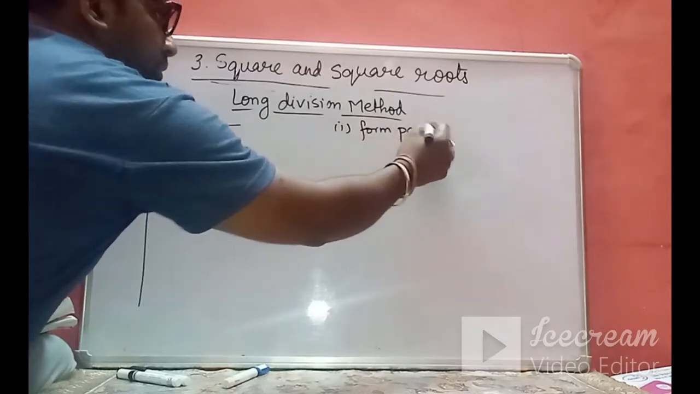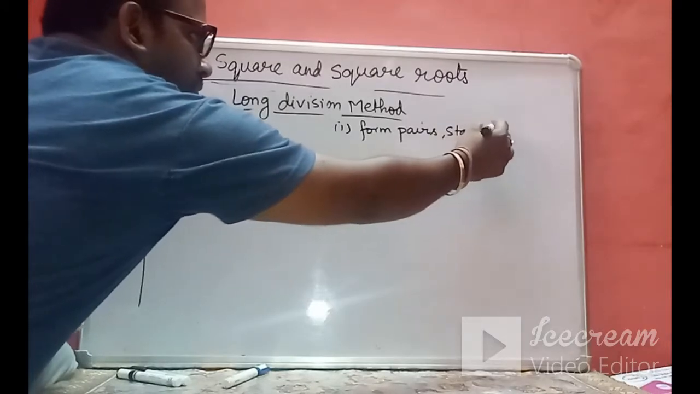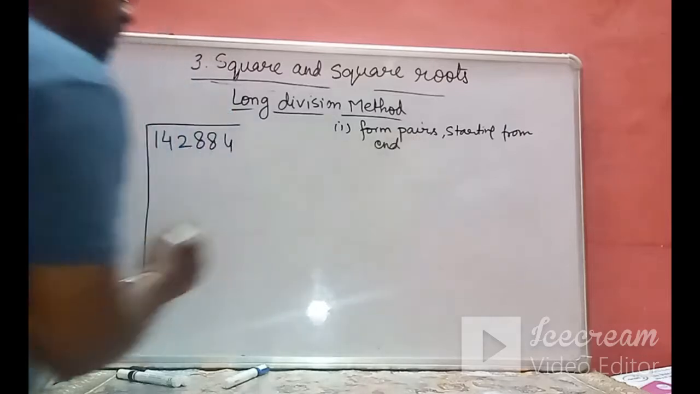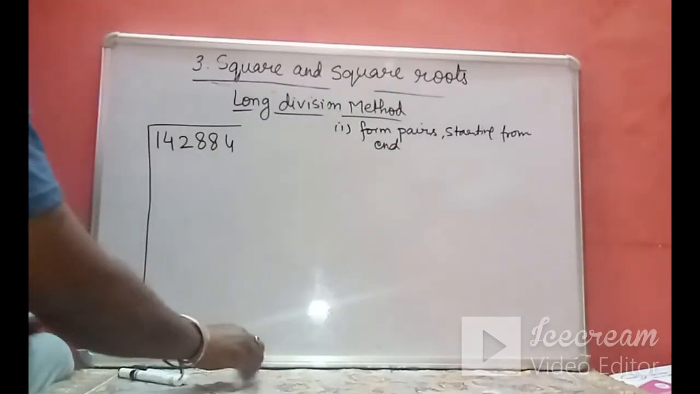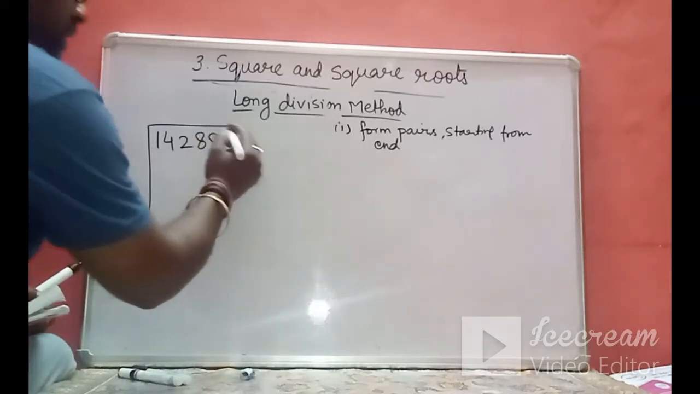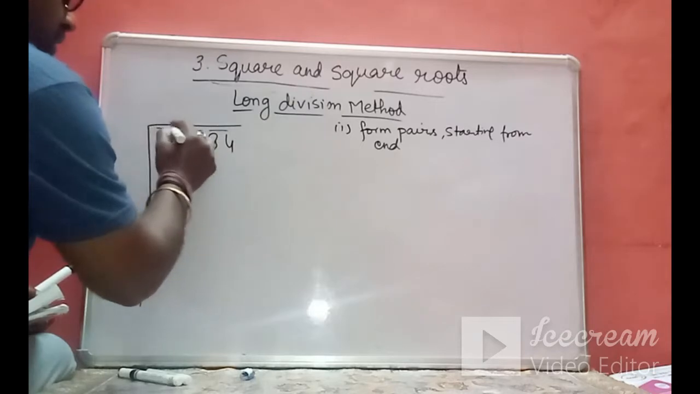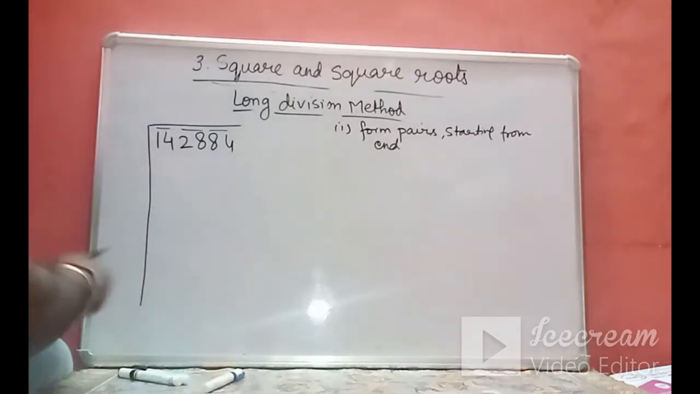pairs, and that too starting from the end. So from the end we will make the pairs. This is the first pair, this is the second pair, and this is the third pair. So three pairs we have formed here.